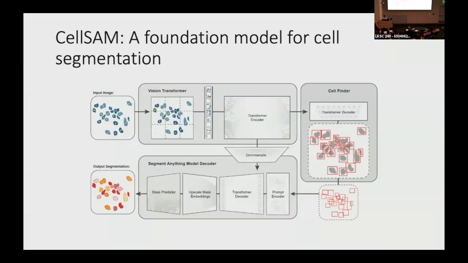The effort has led to this model called CellSAM, where we've taken the sum total of all of the labeled cell segmentation data, and then adapted a method called Segment Anything Model from the folks at Meta, that has proven very flexible for producing accurate cell masks for a wide variety of images.